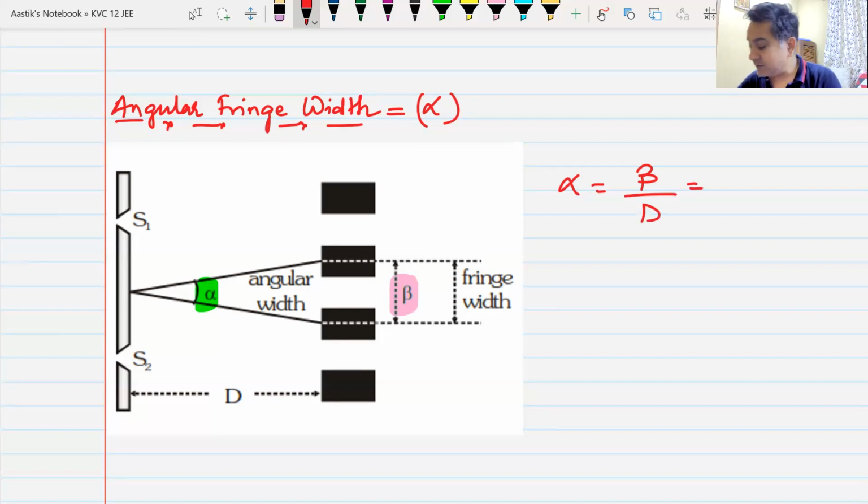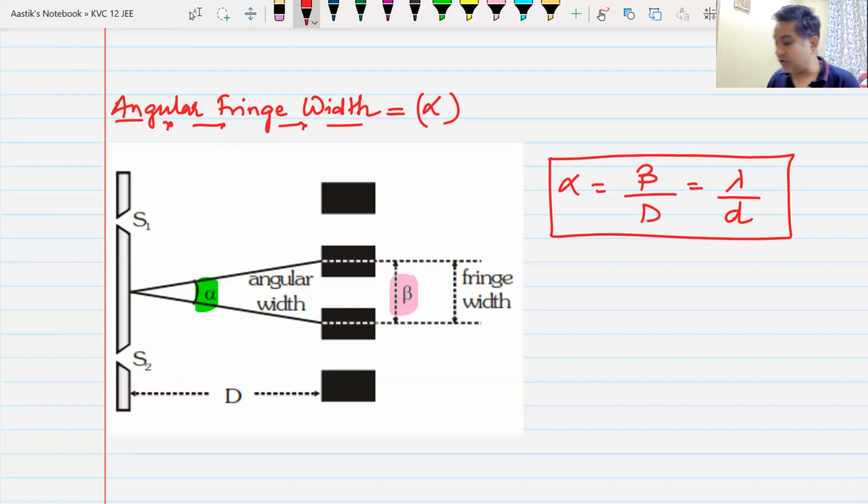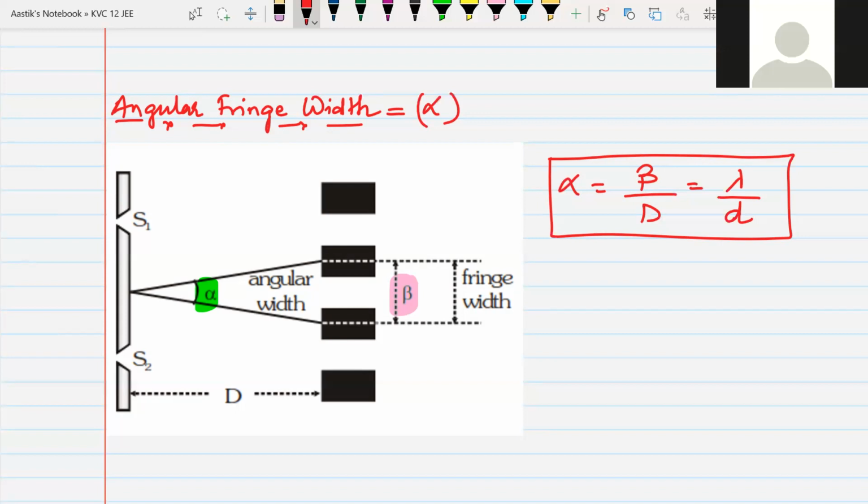So you know the value of beta, D lambda by small d. You can write this as lambda by small d. All these relations are so important. If you can remember them, keep them in your mind. You are going to have a good time solving the questions, because the questions are going to be just formula based like this. But you have to remember them to solve them. I'll give you a minute to note this down.